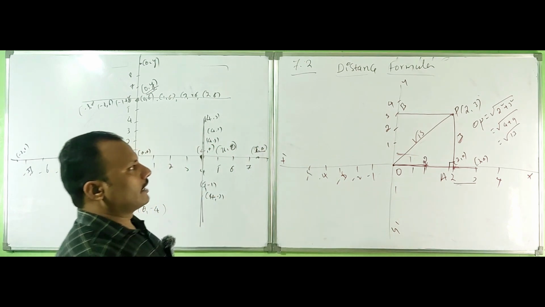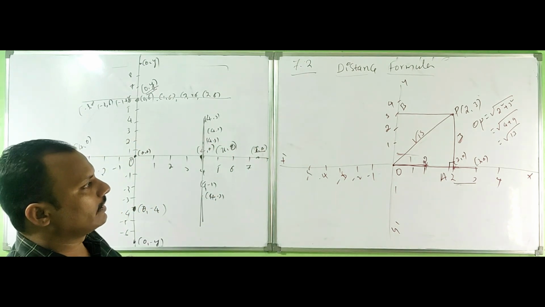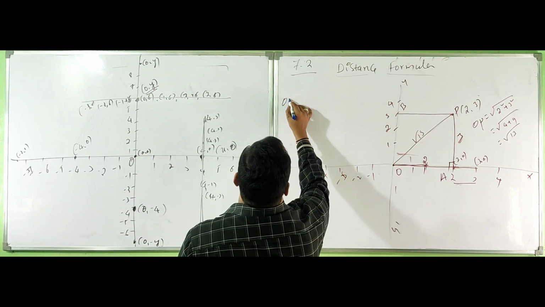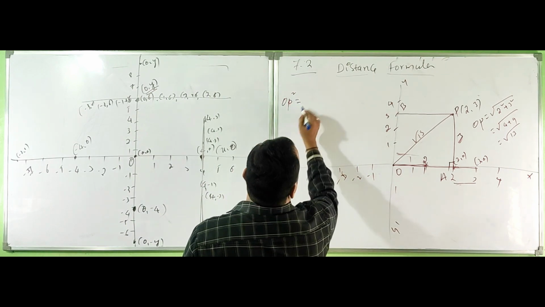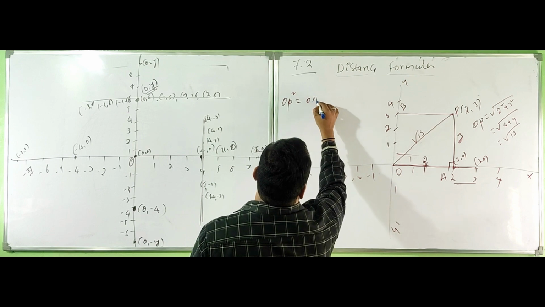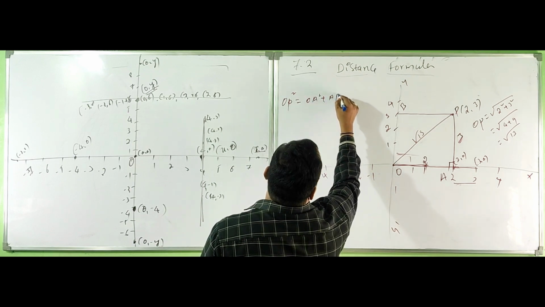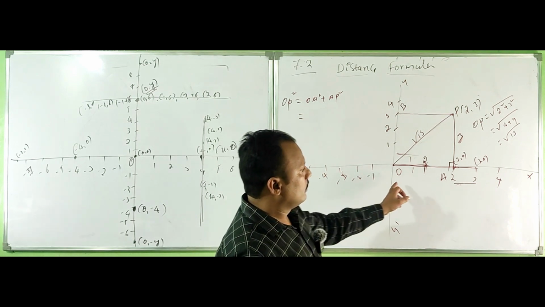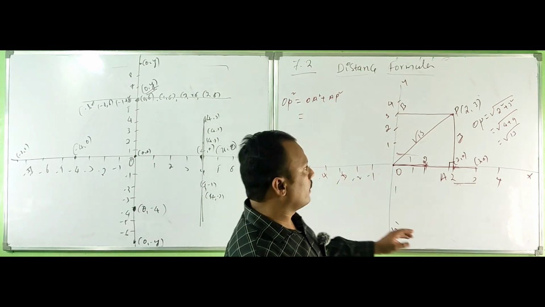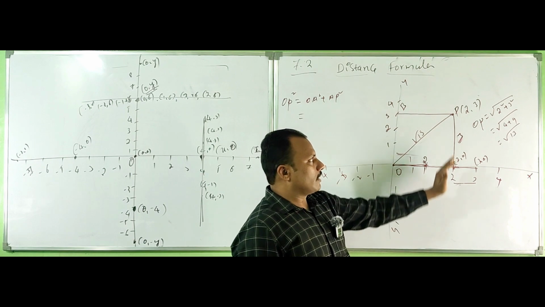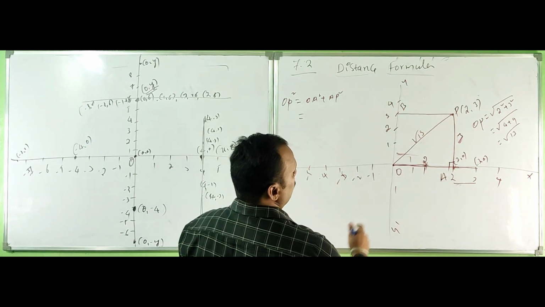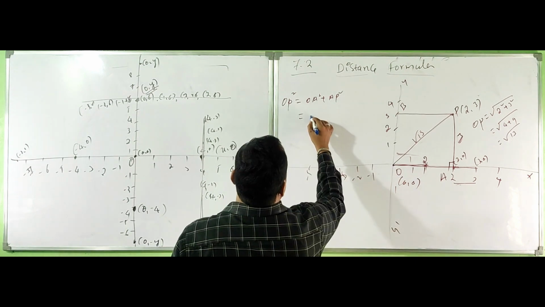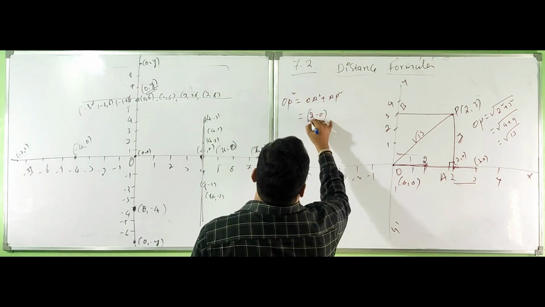Let's write here. Then how should we write this one? I am writing this one as C. OP square is equal to OA square plus AP square, the distance formula. What is OA square? OA is 2 units, right? So I am writing 2 minus 0.